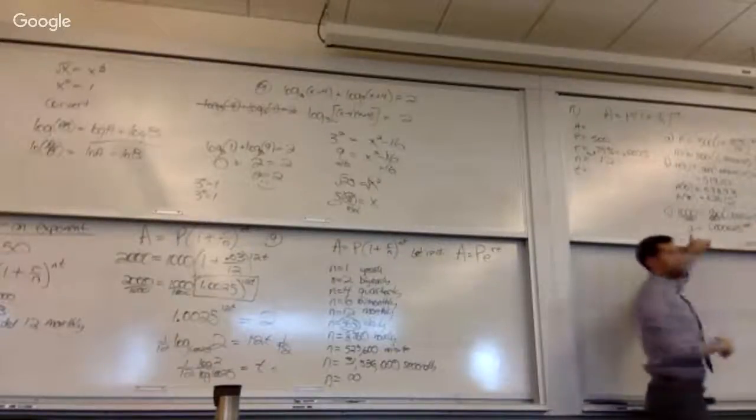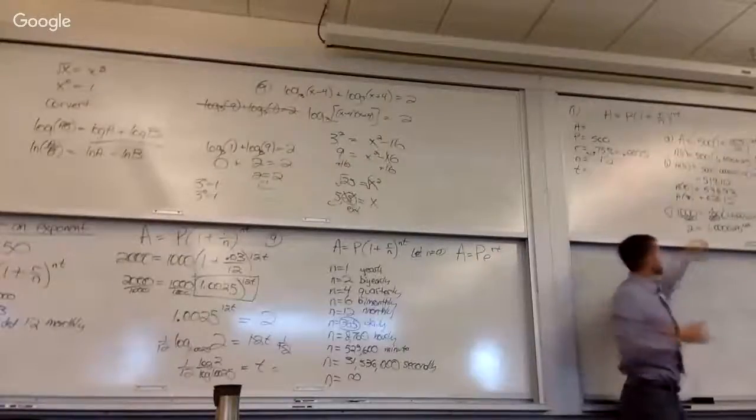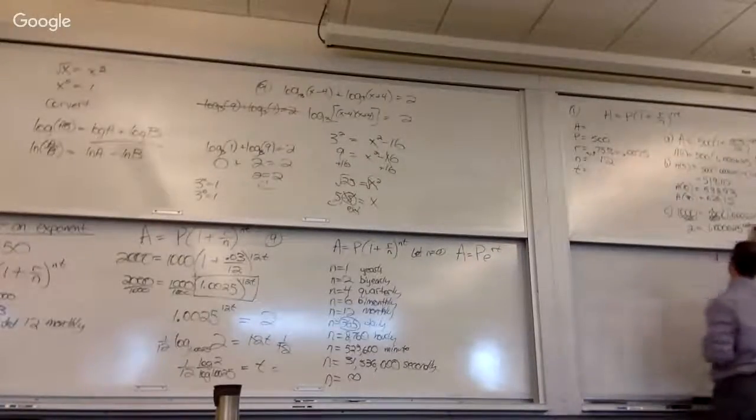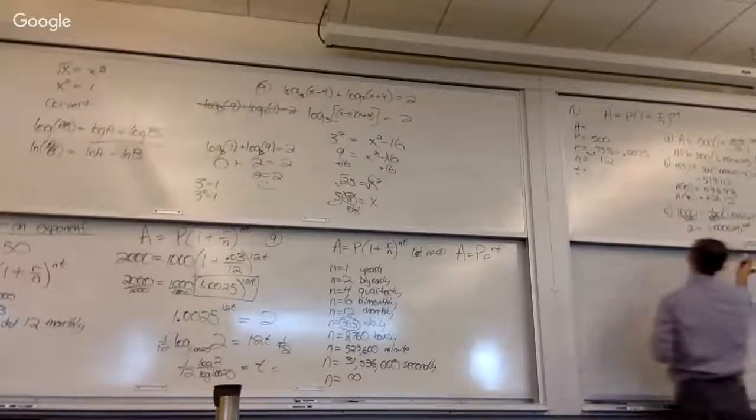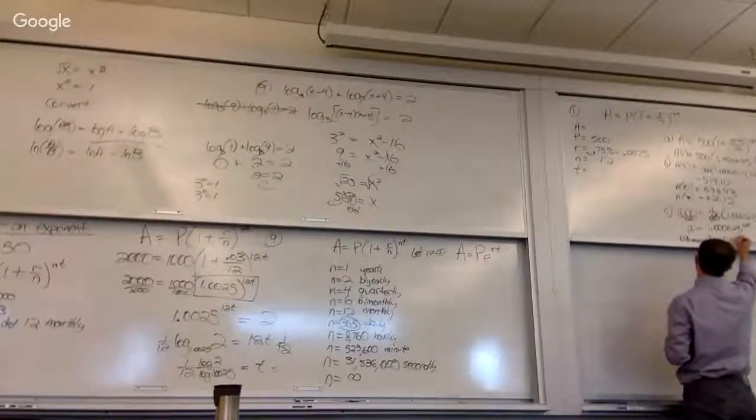What if there was a 3 right there? What question would you be asking? How long until you triple your money, right? Okay, so now we have this. Now we convert from exponential form to log form. So that would be log base 1.000625 of 2 equals 12t.